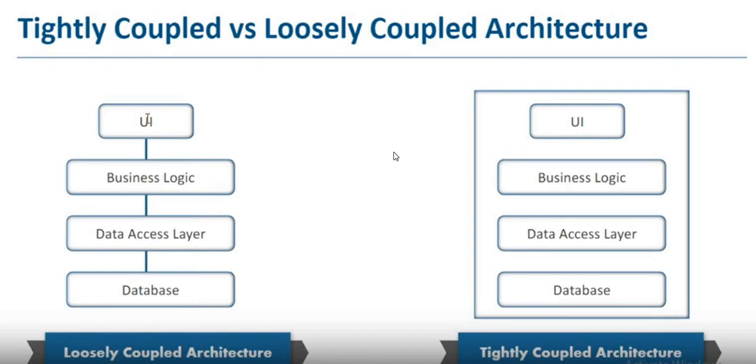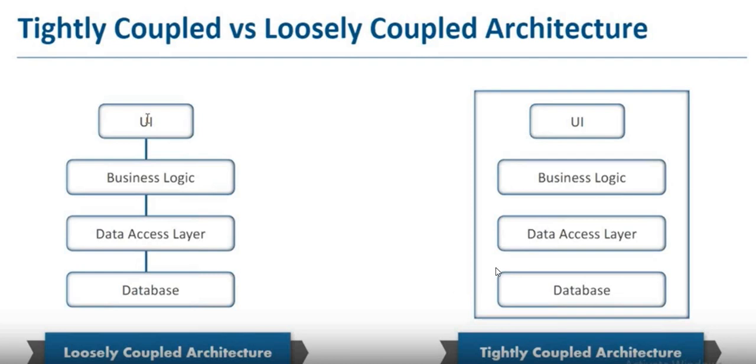You can see here the architecture of loosely coupled and tightly coupled systems. This is the loosely coupled architecture and this is the tightly coupled architecture. In the loosely coupled architecture, the user interface is nothing but the front end, then the business logic is the backend, and the data access layer and the database. These three are not depending on each other, but they are interconnected with each other.